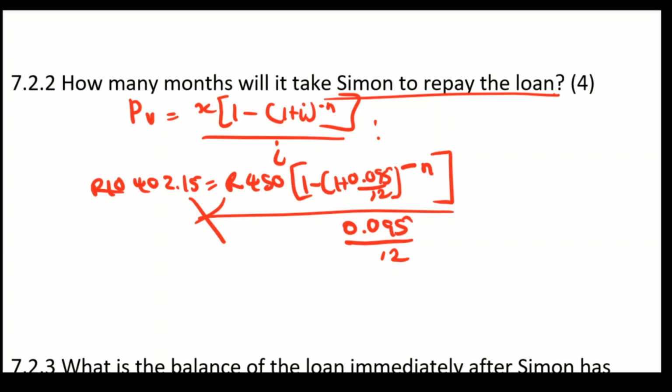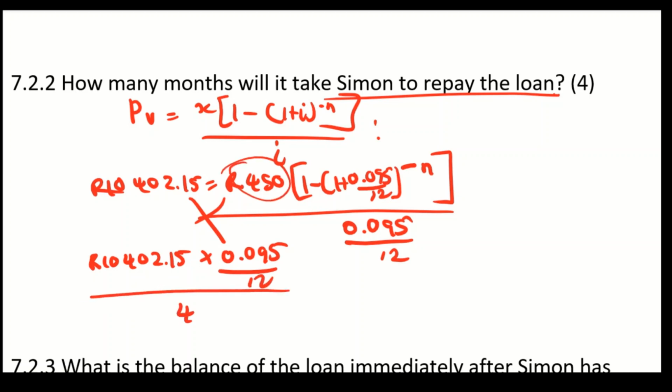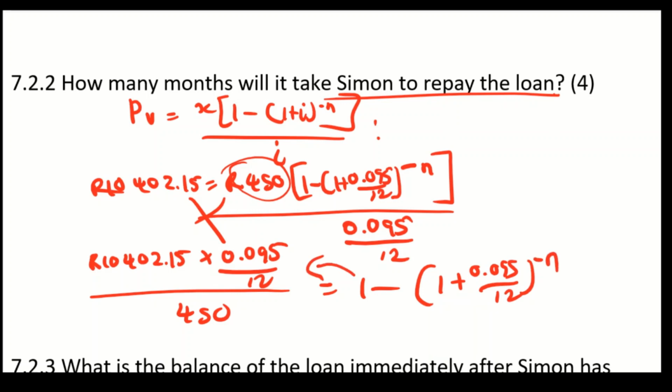Once we cross multiply, we'll have our 10,402.15 multiplied by 0.095 over 12, and we divide by this 450. So it's divided by 450 is equal to 1 minus 1 plus 0.095 over 12 to the power of negative n. So we're going to transpose this 1 to the other side, and then once we do that, we're just going to punch in the calculator.